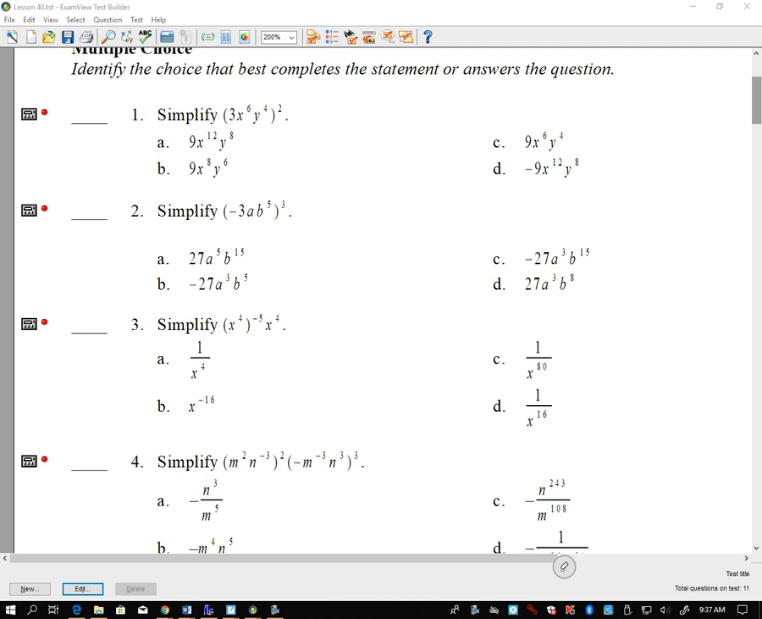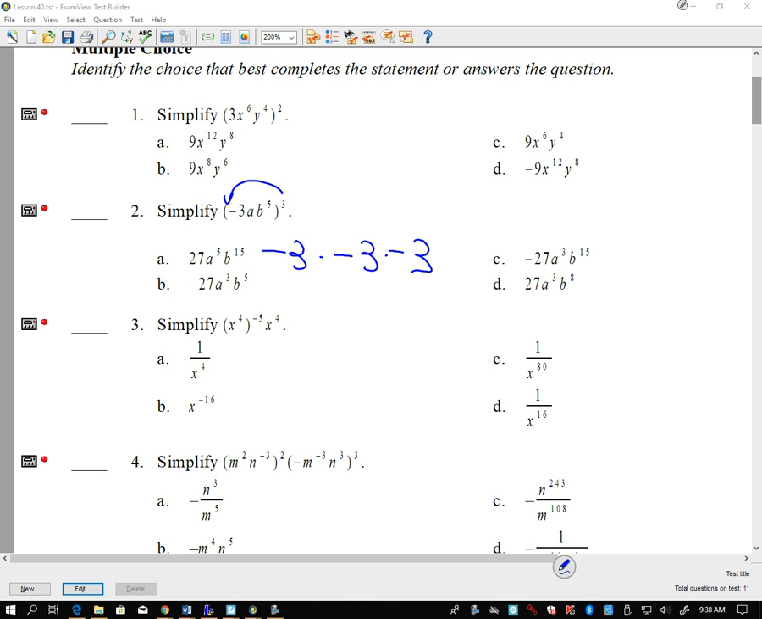All right, let's see. We have (negative 3, a, b to the 5th) to the 3rd. I think that's to the 5th. I'm going to say it's to the 5th. To the 3rd. Okay? So what number do we start with, or where do we begin? Well, negative 3, right? Think of it as distributing the negative. So negative 3 to the 3rd. So that's negative 3 times negative 3 times negative 3, correct?